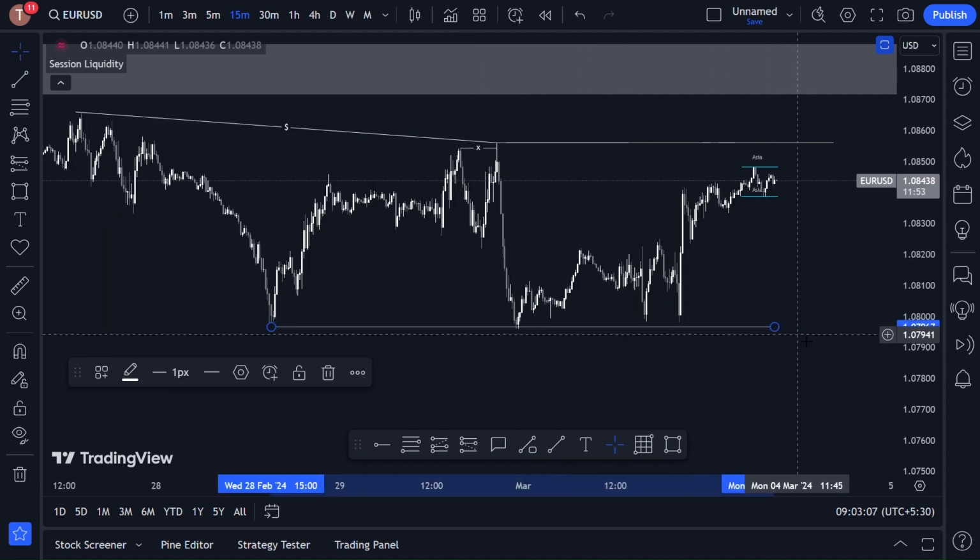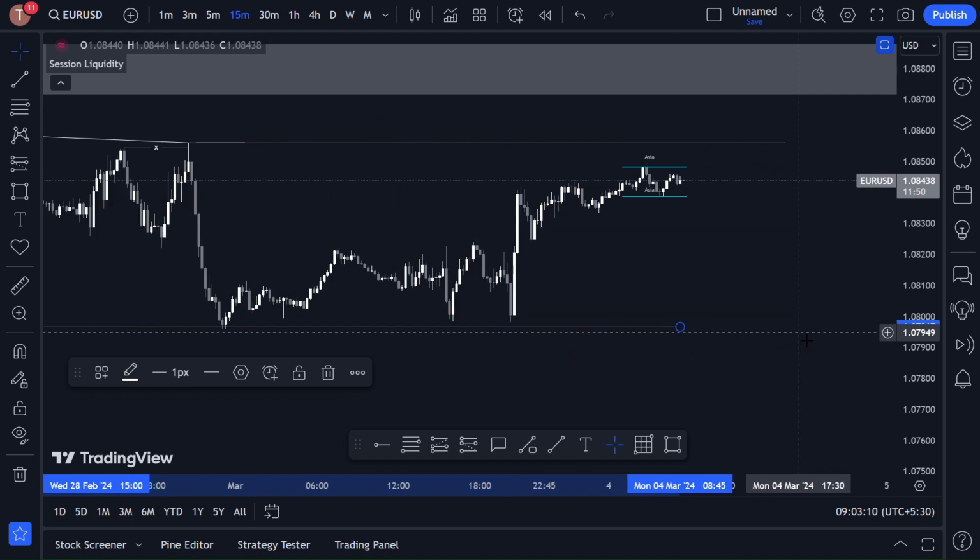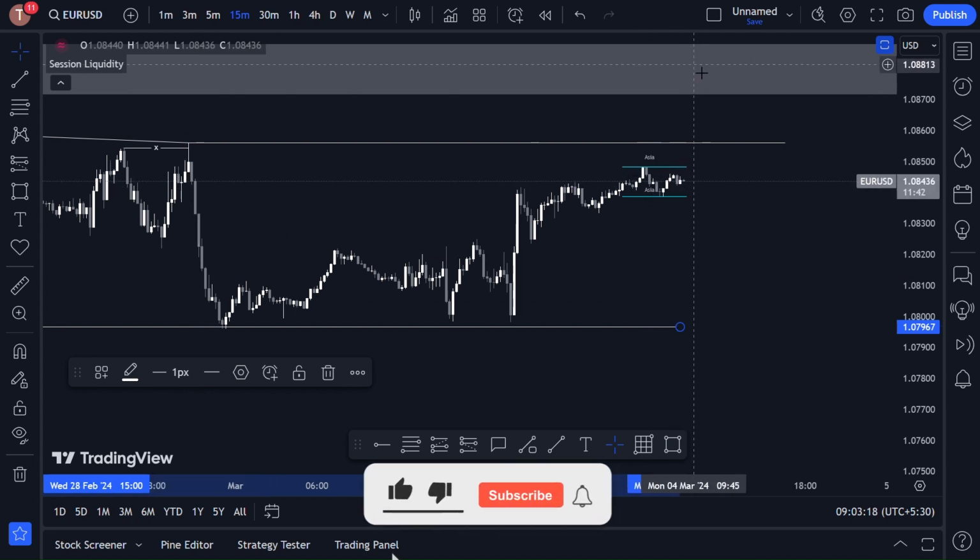right here. So my bias for today is, if the price is going to fail this strong high, that is the relative strong high, I'll be anticipating the price to move into the upside direction and react from the higher time frame POI towards these equal lows.